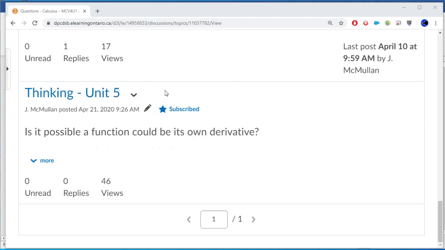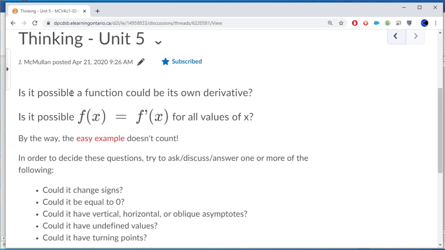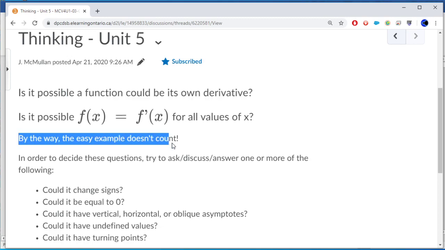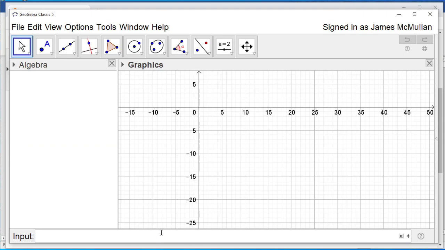So we're going to start today with the question I posed yesterday, which I see a lot of people looked at, but maybe no one was willing to dip their toe in on. I asked whether it's possible a function could be its own derivative, and the easy one doesn't count. The easy one, if you're not sure what I'm talking about, would be f of x equals 0. Then you take the derivative of f, and it also is 0 because it's a flat line with no slope centered at the value 0, right?